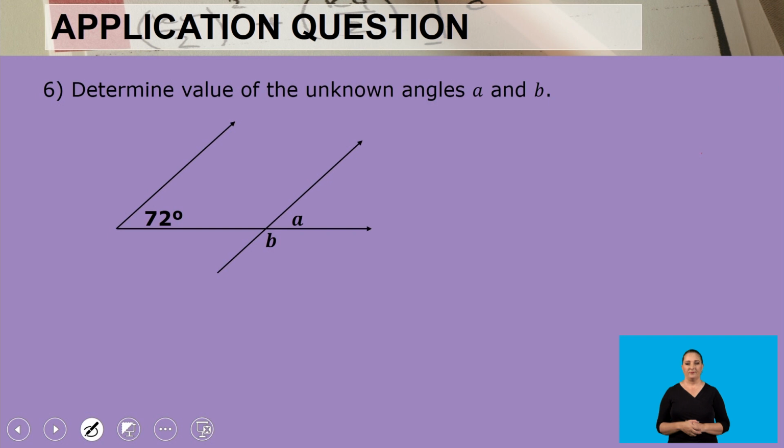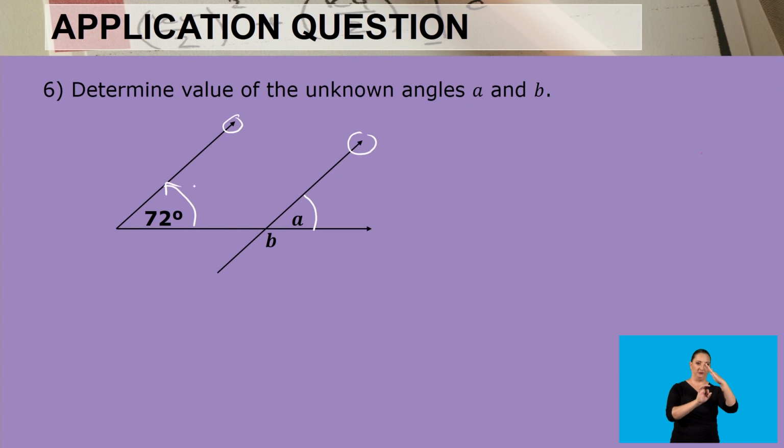Next question. Determine the value of the unknown angles A and B. When you see a diagram like that, the first thing that you look at is, are the lines parallel? When you see the arrowheads, you realize that the two lines are parallel. And because the lines are parallel, when you look at angle A and angle 72 degrees, you realize that those two angles are in the same position. They are on the right-hand side of the parallel lines and above the transversal. Therefore, angle A equals 72 degrees. And that is because the lines are parallel and therefore corresponding angles are equal.